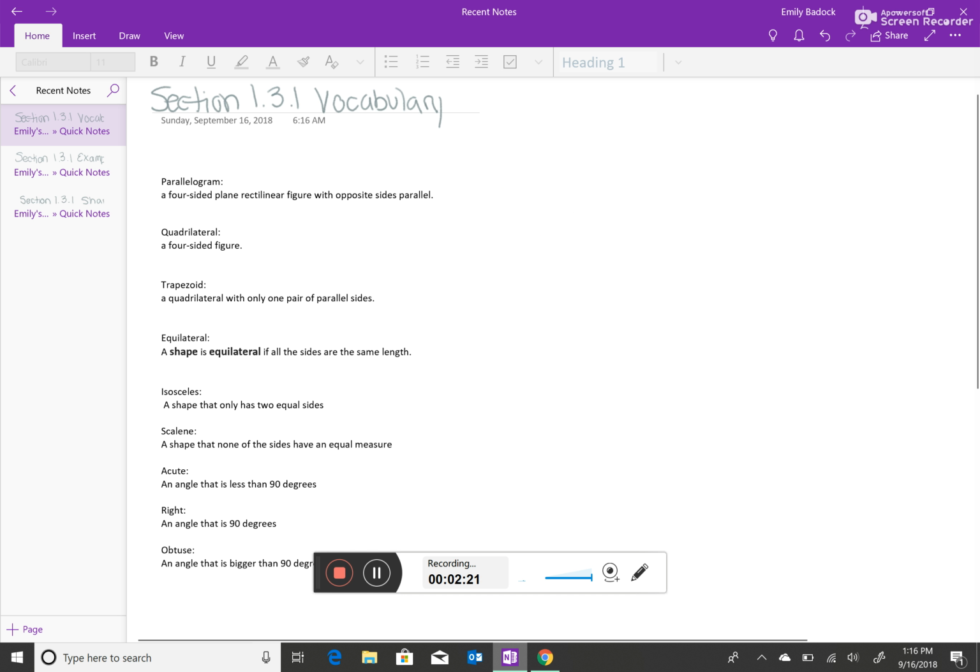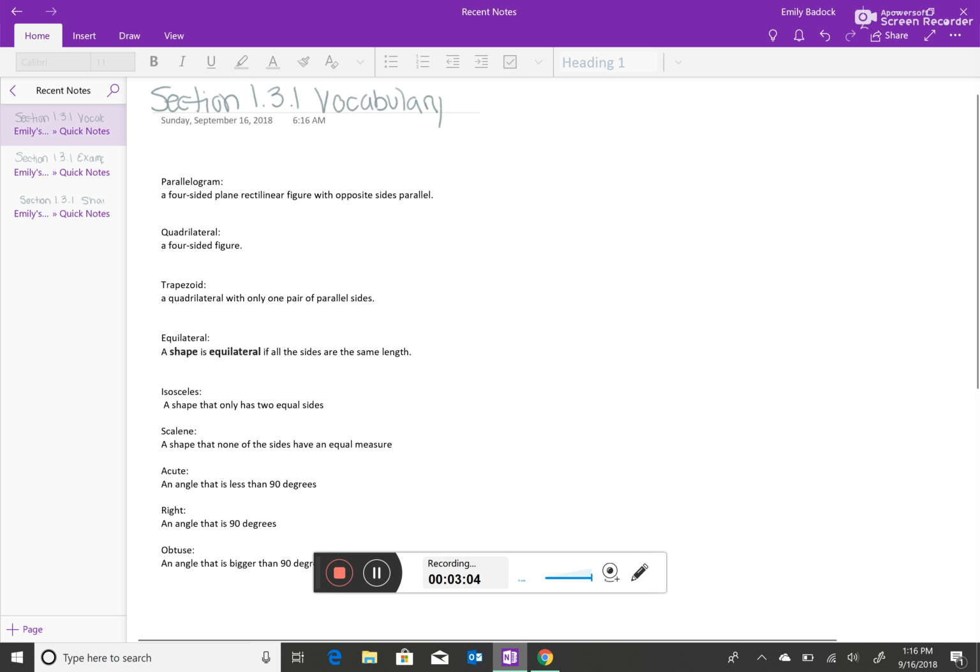Then we move on to a quadrilateral. A quadrilateral is kind of like our big umbrella. We have this big umbrella that is quadrilateral, and then a lot of our shapes fall underneath that umbrella. A quadrilateral is just a four-sided figure, so any four-sided figure at all. We could do a weird shape like this. I'm really bad at my drawing, so I apologize, but a four-sided figure like that, again, you could do a rectangle, a square, anything with four sides.